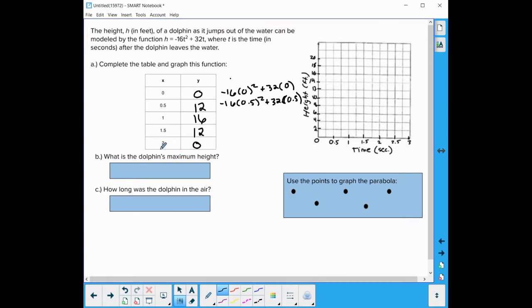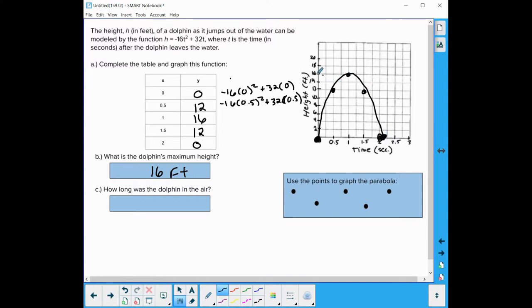So I can see that the dolphin's highest point is going to be 16 feet. And actually, let's graph it so we can see it. So 0, 0, half, 12, 1, 16, 1.5, 12, and 2, 0. So this is the dolphin starting at the water, jumping up into the air, and coming back down.